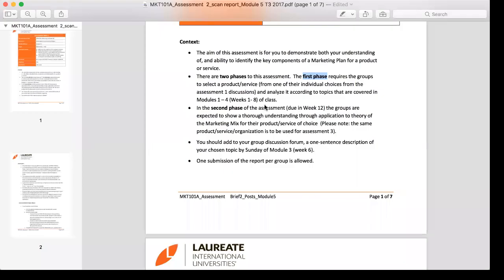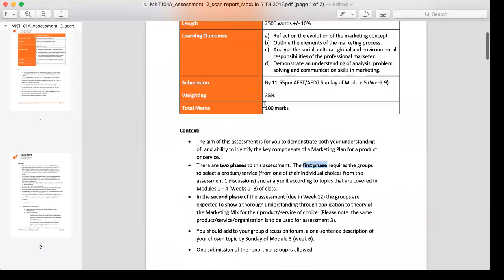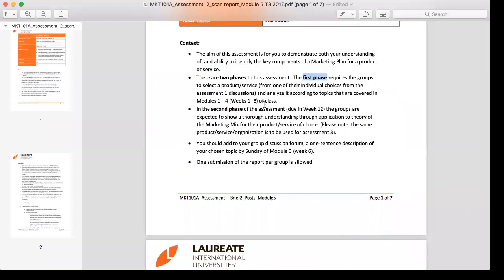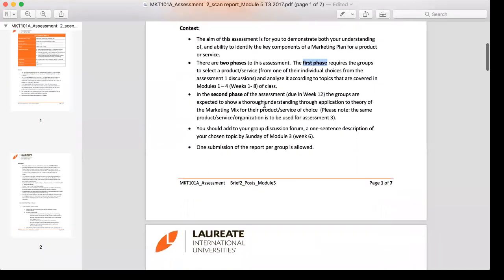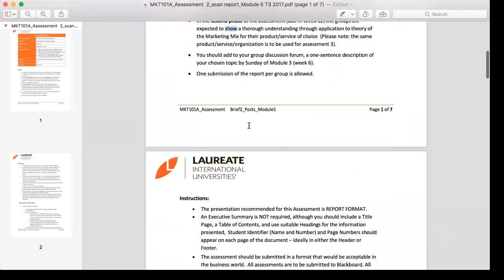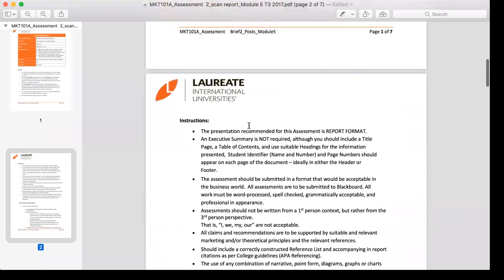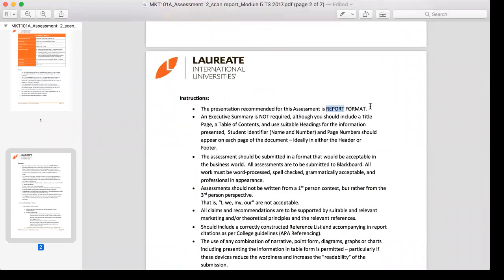Right. Again, you can definitely select any product or service for assessment 2, the environmental scan, and explain where they compete. You write the report basically to explain how the environment affects the business. Now, it is a report format.